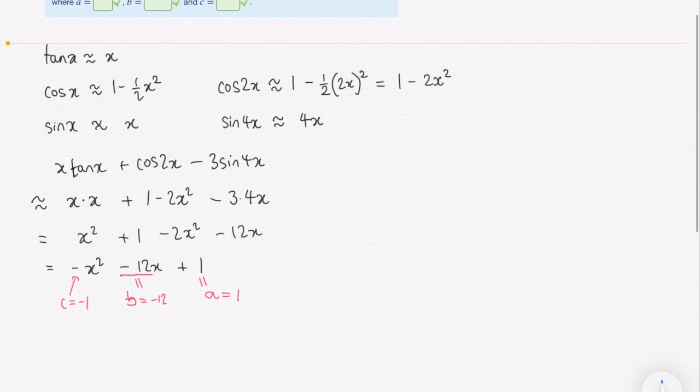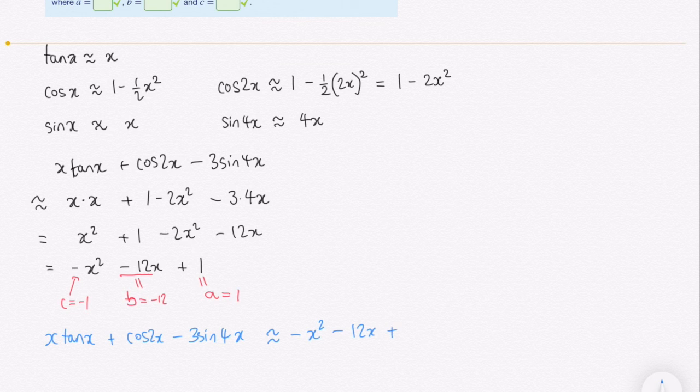So to conclude, we can say that x tan x plus cos 2x subtract 3 sine 4x is approximately equal to minus x squared minus 12x plus 1. But remember, we used the small angle approximation, so this isn't always true. This approximation, and this is approximately, is only for small values of x.